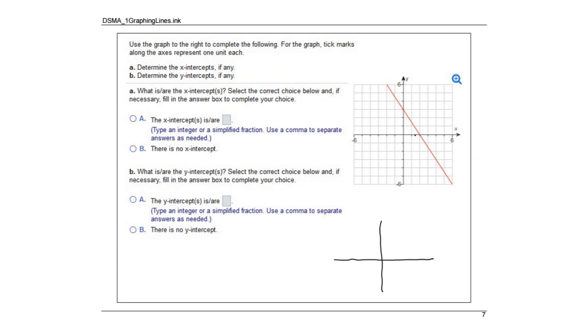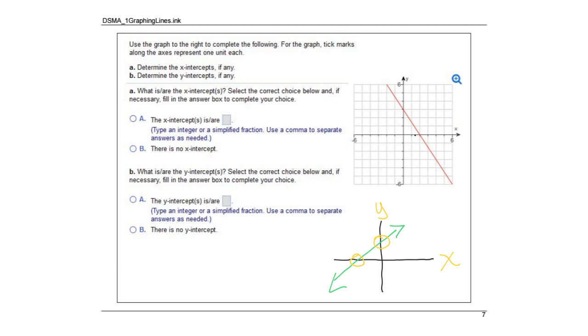All right, so let's talk about x-intercepts a minute. X-intercepts and y-intercepts are just where the line crosses either x or y. So for this one, because this is the x-axis, the horizontal axis, this point right here would be the x-intercept. Because this is the y-axis, this point where the line crosses the y-axis would be the y-intercept.